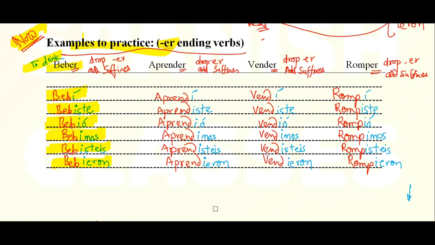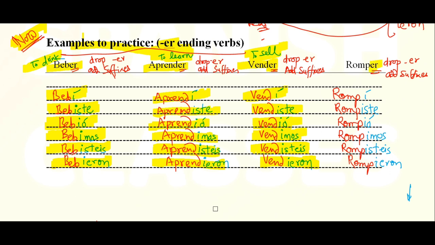Next verb is aprender, ER ending verb. Aprender means to learn. Here we have to drop er and add suffixes. Aprendí, aprendiste, aprendió, aprendimos, aprendisteis, aprendieron. Next verb is vender. It means to sell. Conjugation is as follows: vendí, vendiste, vendió, vendimos, vendisteis, vendieron.